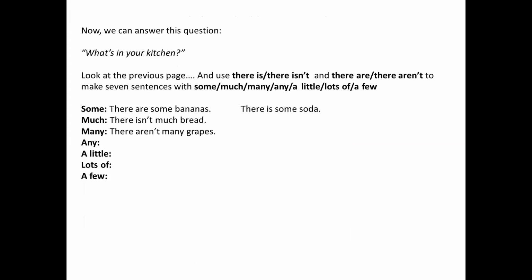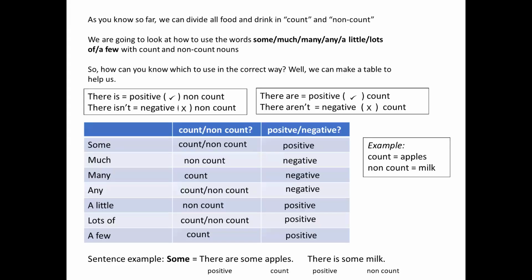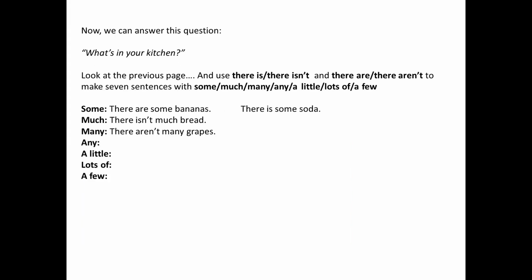Example 3, many. Oh, we can only make one sentence, which is count negative. So there we go, negative count. There aren't many grapes.